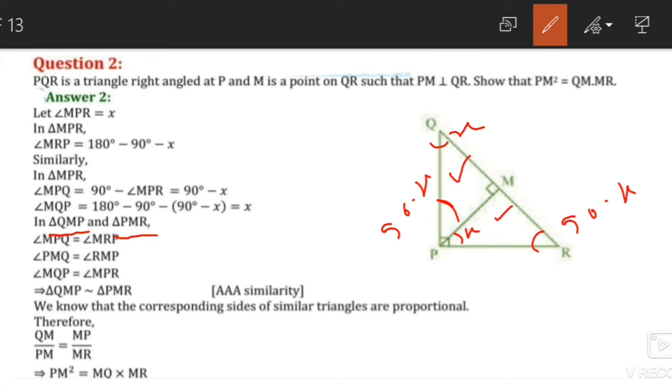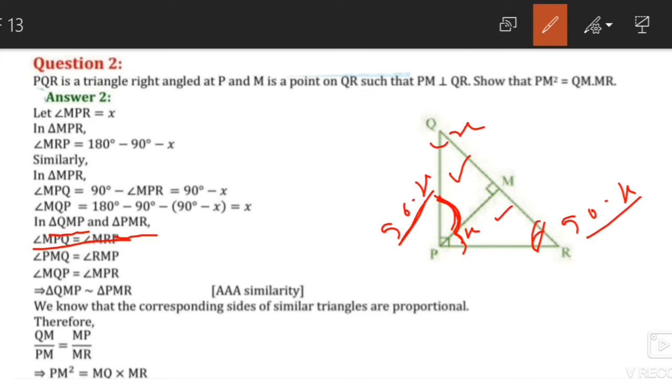Okay, if I consider these two triangles, as you can see, MPQ means this angle, 90 minus X, is equal to MRP. This is also 90 minus X. So MPQ is equal to MRP because both are 90 minus X.